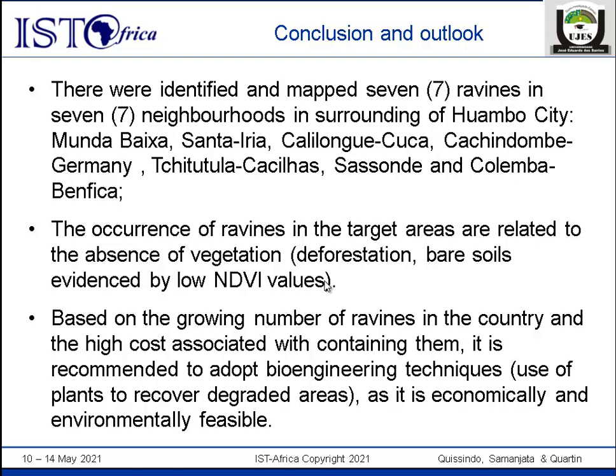Seven ravines were identified and mapped in 7 neighborhoods in the surroundings of Huambo City: Munda Baixa, Santa Iria, Calilong, Cuca, Caxindombe, Alemanha, Chitutula, Cacilhas, Sassonde, and Colemba Benfica. The occurrence of ravines in the target area is related to the absence of vegetation, like deforestation and bare soils, evidenced by low NDVI values.